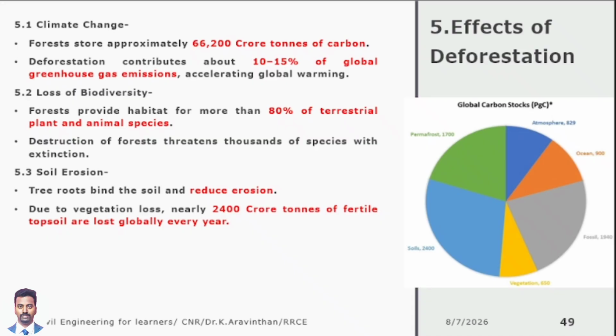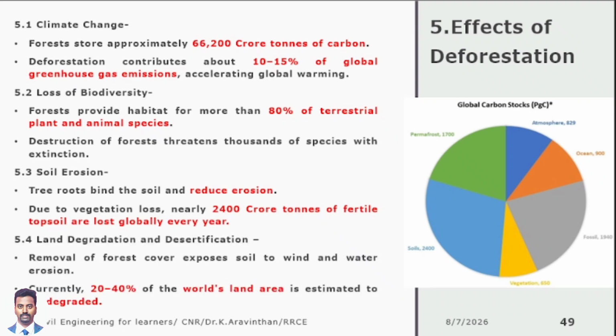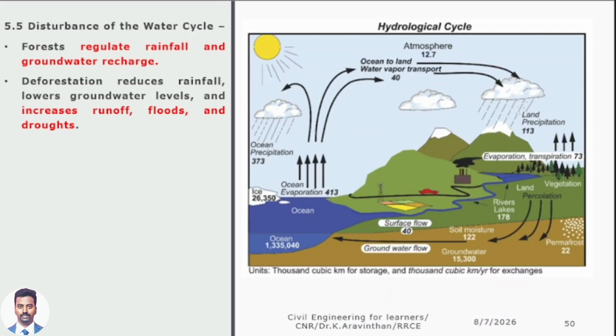How much crore of topsoil is being removed? 2,400 crore tons of fertile soil is lost globally every year. Land degradation, 20 to 40% of the soil is being degraded due to wind and water erosion. Next thing, disturbance of water cycle. Sir, we are having rainfall. We know the water cycle. What do you mean by water cycle? Hydrological cycle is called a water cycle. There are two places. How much percentage of land and how much percentage of water in the globe?